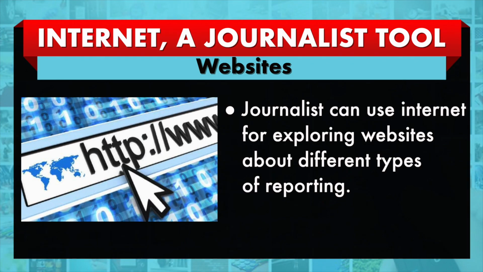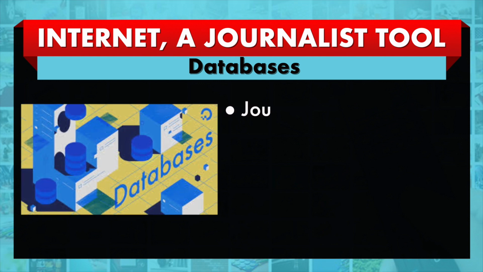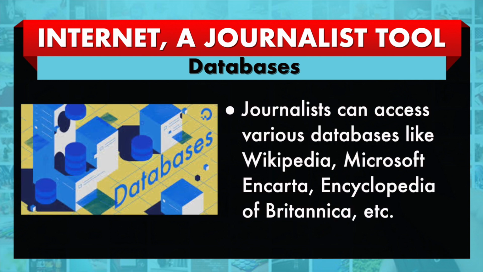Websites. Journalists can use the internet for exploring websites pertaining to different types of reporting. For information, journalists can visit Reporters Without Borders, Poynter Institute, International Federation of Journalists, International Freedom of Expression Exchange, etc. Databases. Various databases like Wikipedia, Microsoft Encarta, Encyclopedia Britannica, etc. can be accessed by journalists for information.